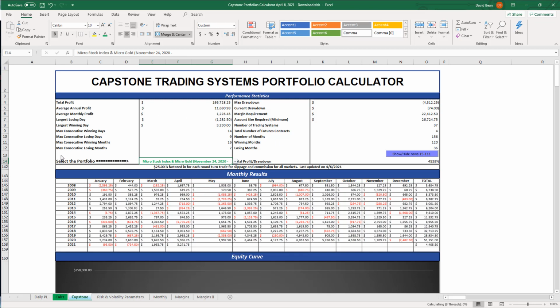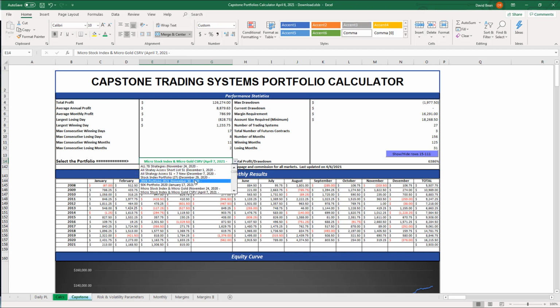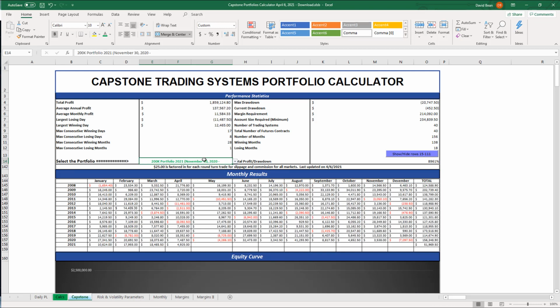This was released in November, and you can see how it's done, and then you can see the one that we just released now. Keep in mind, this is basically the E-mini S&P, E-mini Nasdaq, and gold strategies taken directly from the 200K portfolio, which was released in November. So the 200K portfolio, the current version was released November the 30th.